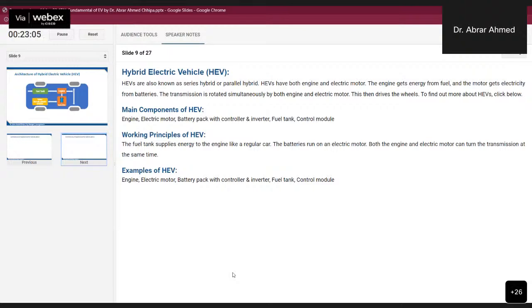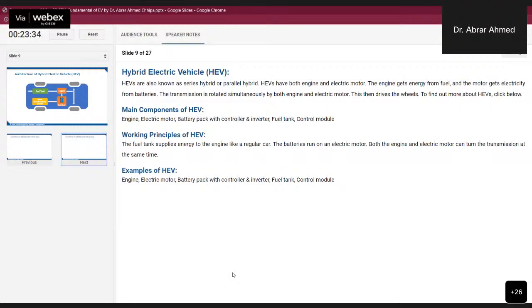Now look at the architecture of the hybrid electrical vehicle. As I was telling you, a hybrid electrical vehicle does not have any external plug-in point to charge the batteries. The battery gets charged from the engine itself. So it has only one input, a fuel tank. HEVs are also known as series hybrid or parallel hybrid. HEV have both engine and electric motor.